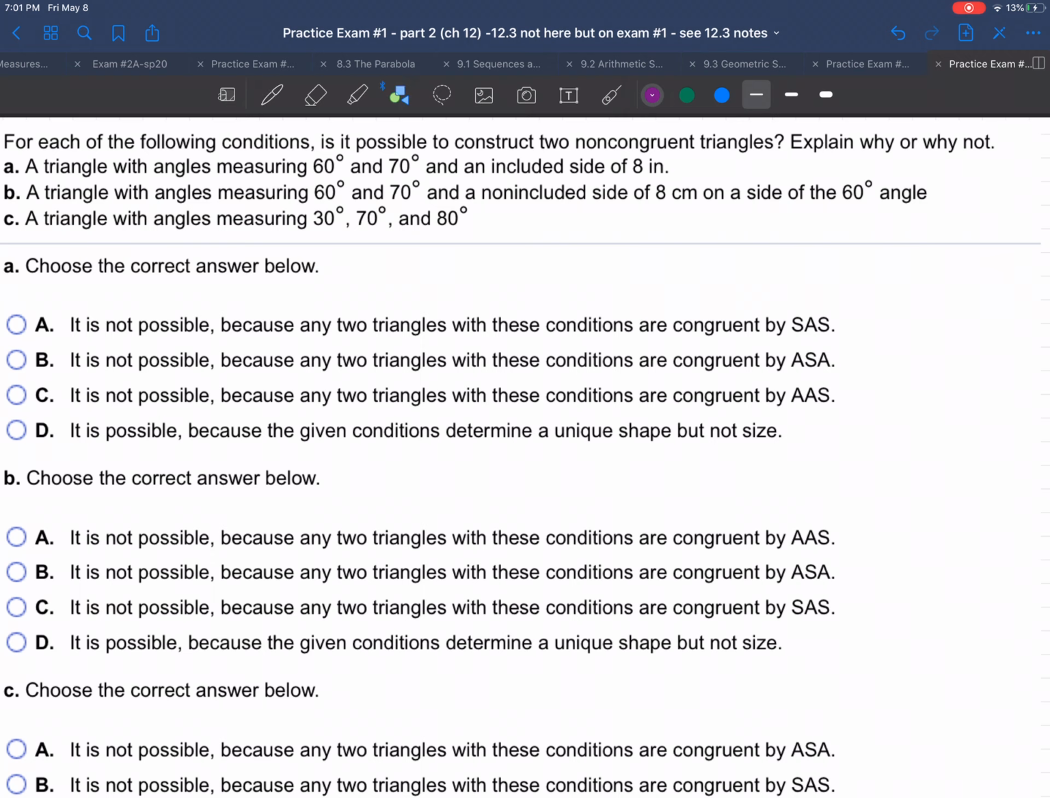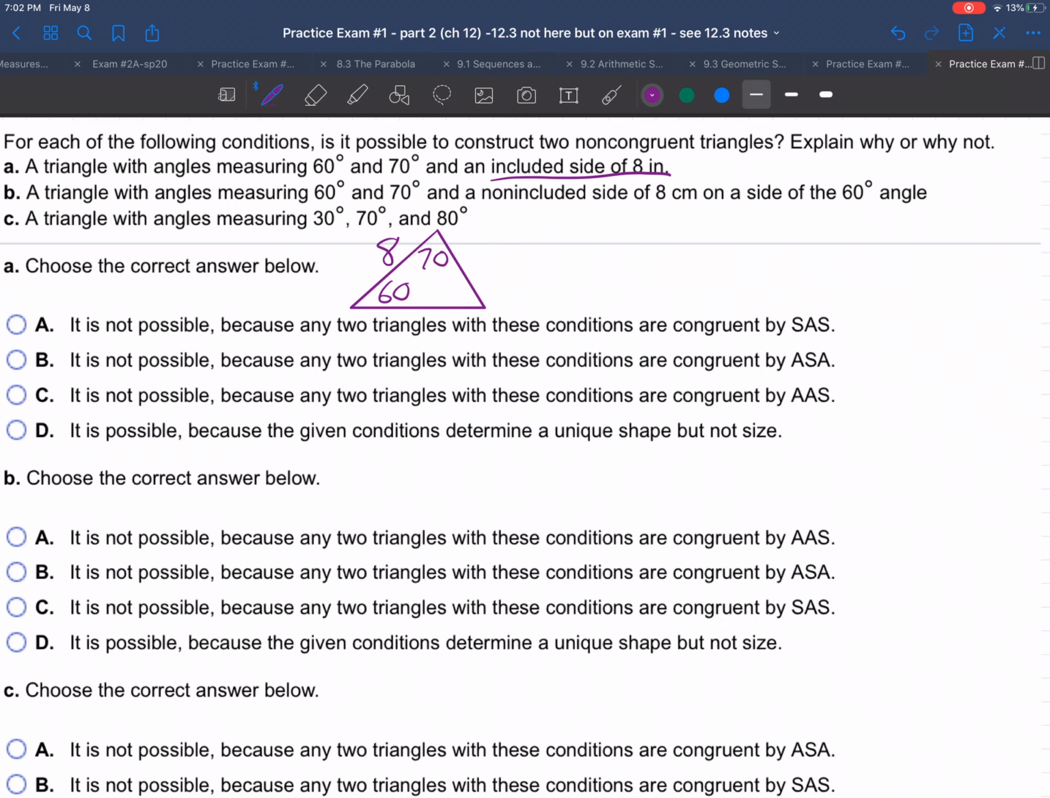So I'm going to draw a triangle. So it's got a 60, a 70, and an included side, meaning between them, of 8. So that 8 is between the 60 and the 70. So it's got a 60, a 70, and an included side of 8.